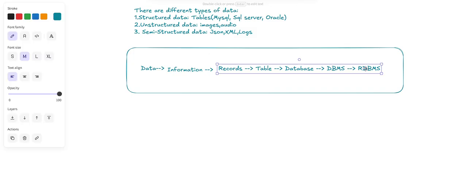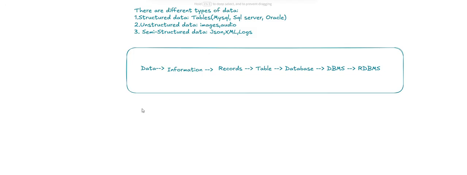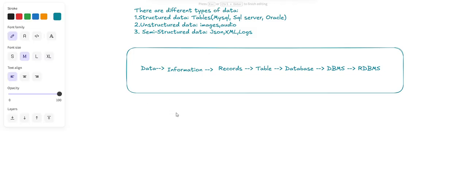An RDBMS is a relational database management system, which is used for storing relational tables, which are tables in structured format, in the form of rows and columns. This is the basic thing which each and everyone should understand. So let me write it down as well.